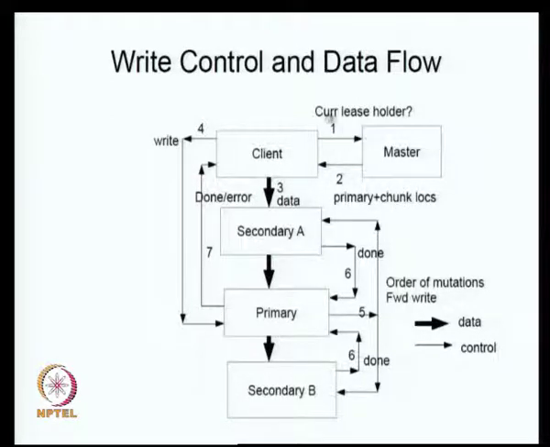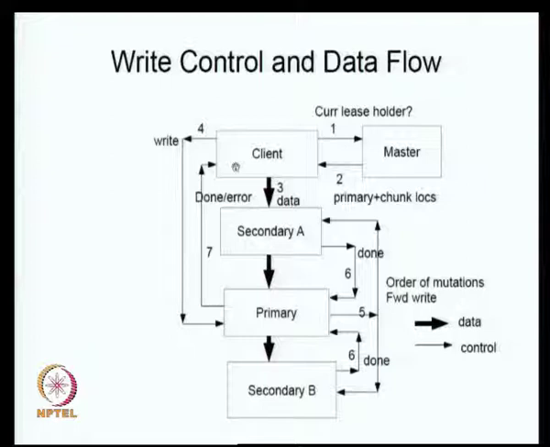Okay. So the client wants to write, so first it has to query the master to figure out who the primary could be, and the primary is decided by the master. Either it's a leaseholder, or the master decides who could be the primary, and then all the chunk locations. That's what happens. And then as soon as the client gets it, it starts pushing the data immediately.